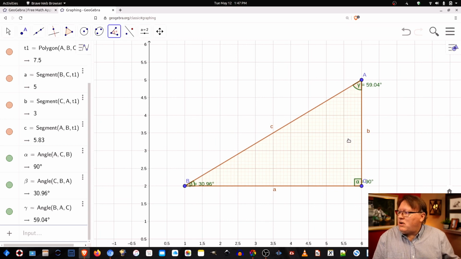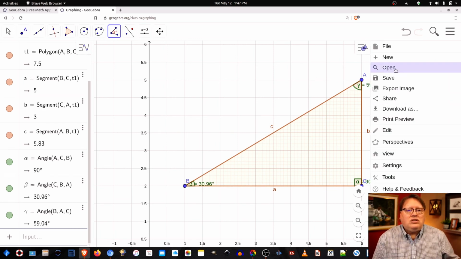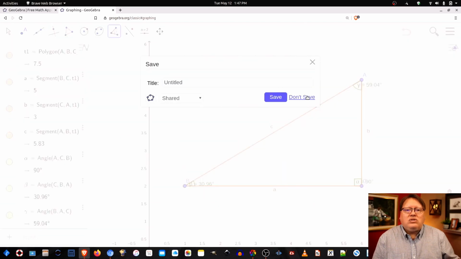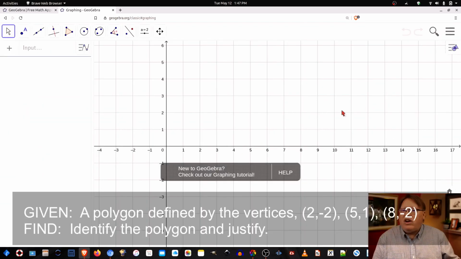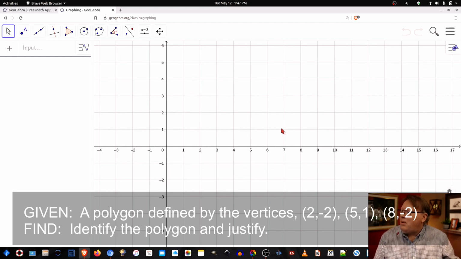So our next problem, guys, we're going to go over here and clear this off. So we're going to click on New and Don't Save in Graphing. And our next problem, we're going to say a polygon defined by the vertices 2, -2, 5, 1, and 8, -2. Okay? So that's what we want to look at now. So let's look at those points.